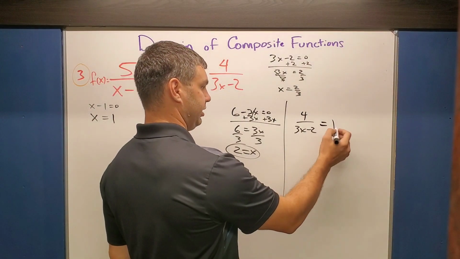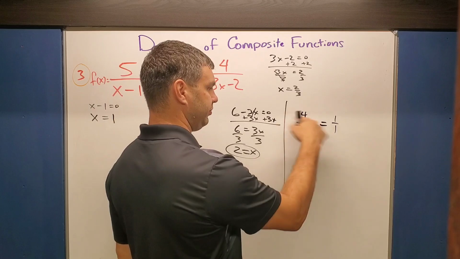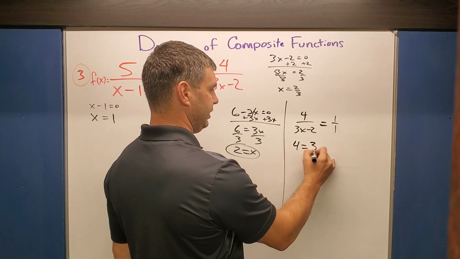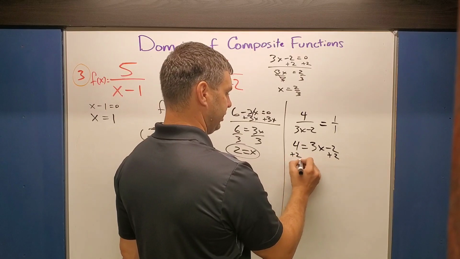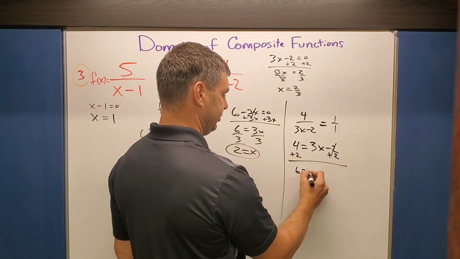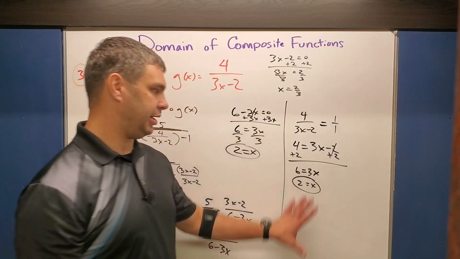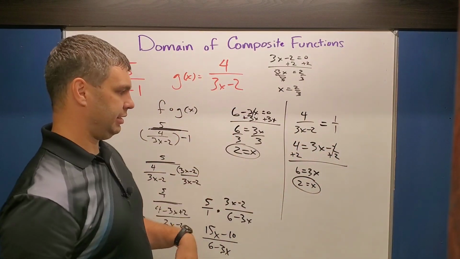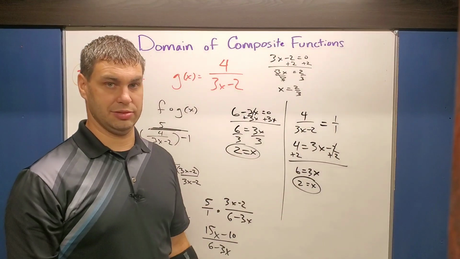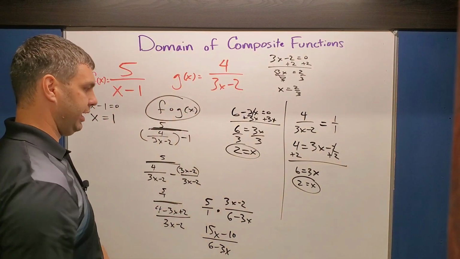If I cross multiply here, instead of 1, I'm going to make this 1 over 1, cross multiply to get 4 equals 3x minus 2. Add 2, and 6 equals 3x, and so x equals 2. To me, I'd rather do that math than find all of f of g of x and then try to exclude that from our domain. So that begs the question, what is our domain then for f of g of x?